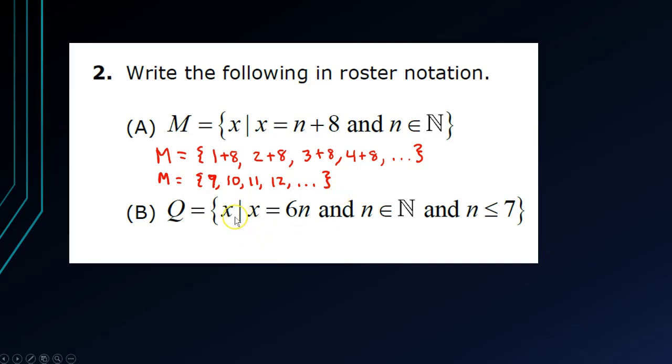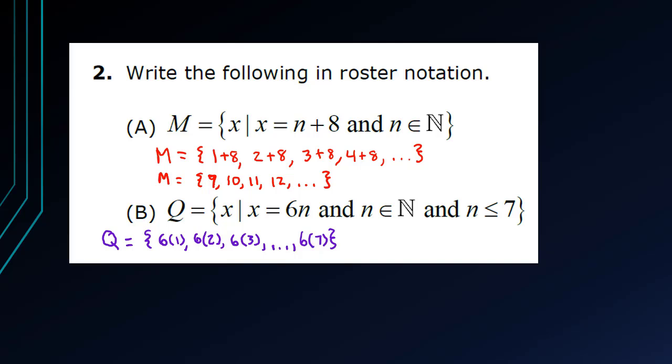This one, however, I have that Q is a set of all elements x such that x equals 6 times n, where n is a natural number and n is less than or equal to 7. So Q would be 6 times 1, 6 times 2, 6 times 3, all the way up to 6 times 7. Now, I used ellipses in here to say there's a pattern going on. And if I have an ellipsis in between two elements, it just means that the pattern continues until I reach this point here. That's where it stops.